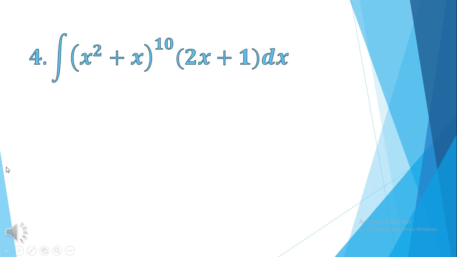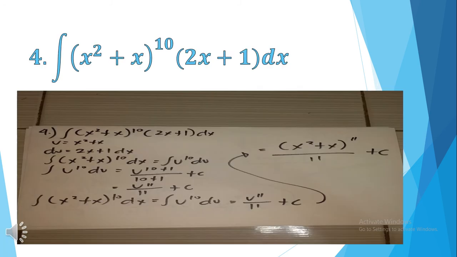Number 4. Integral of the quantity x squared plus x to the power of 10, quantity 2x plus 1 dx. So we need to find the u and the du. Our u is equal to x squared plus x, and our du is equal to 2x plus 1 dx. This comes from the derivative of u equals x squared plus x, which is 2x plus 1. The next step is doing the integration method.